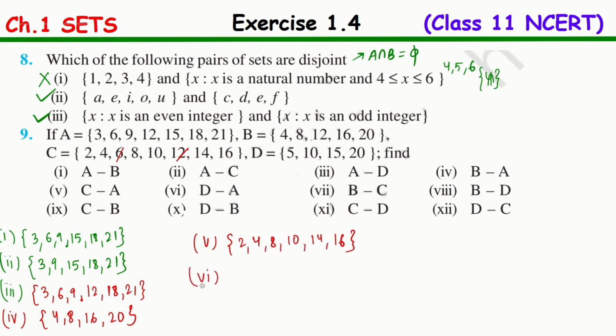Sixth part is remove A from D. So we have to remove 3, 6, 9, 12, 15 and 18. So we are left with 5, 10 and 20.